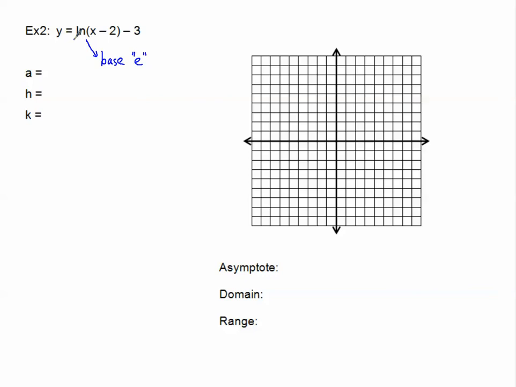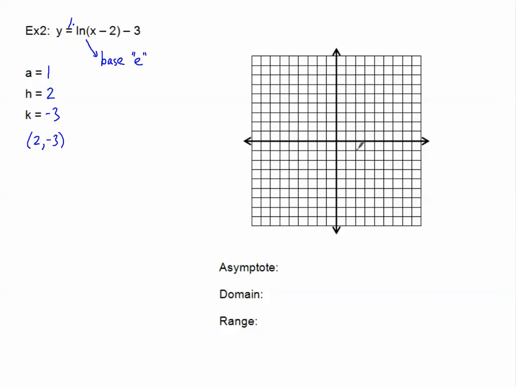Let's do a, h, and k. This is still a value of 1 for a, so our outputs are not being changed from what they normally would be. H this time is 2. 2 minus 2 would be 0, so 2 for h, and k is a negative 3. So this time our starting point is going to be 2 units to the right and 3 units down. I'm going to go graph that first.